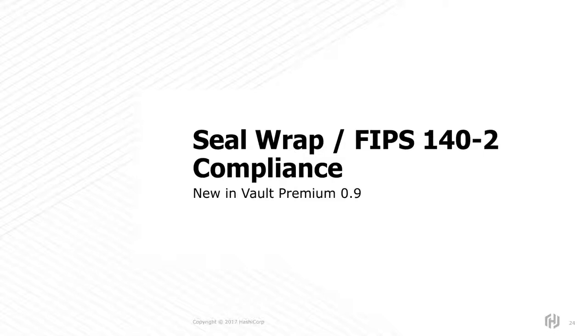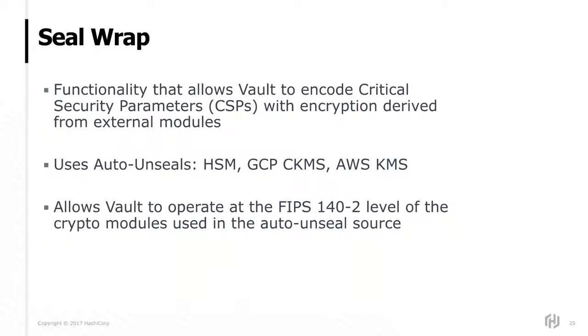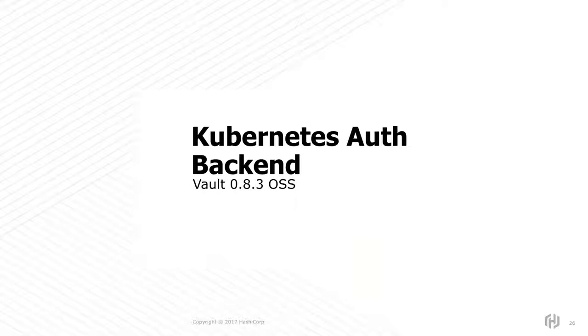So another new feature came in Vault Premium called Seal Wrap. And with Seal Wrap came a FIPS 142 compliance letter. Seal Wrap is functionality within Vault that allows it to encode the critical security parameters with encryption that's derived from external modules. These external modules end up being the auto unseals that we have: HSM, GCP Cloud KMS, and AWS KMS. It allows Vault to operate at the FIPS 142 level of the crypto modules that are used in the auto unseal source. If you're interested in more information about this, there's a lot more info on our blog post, along with a link to the compliance letter.